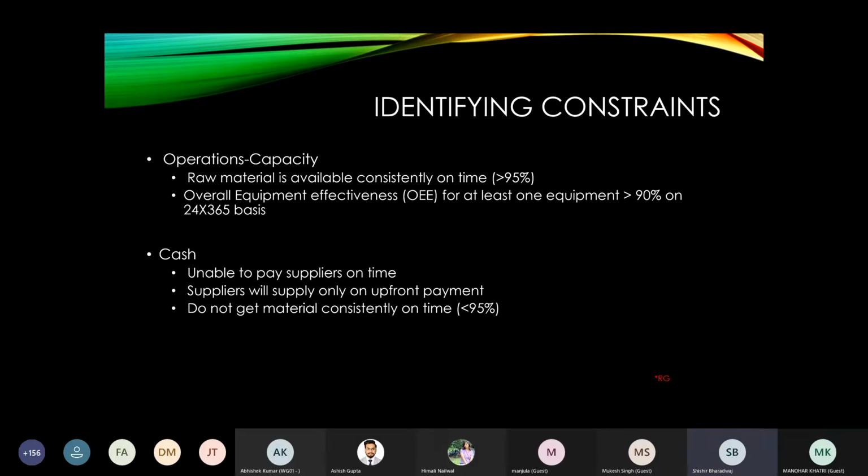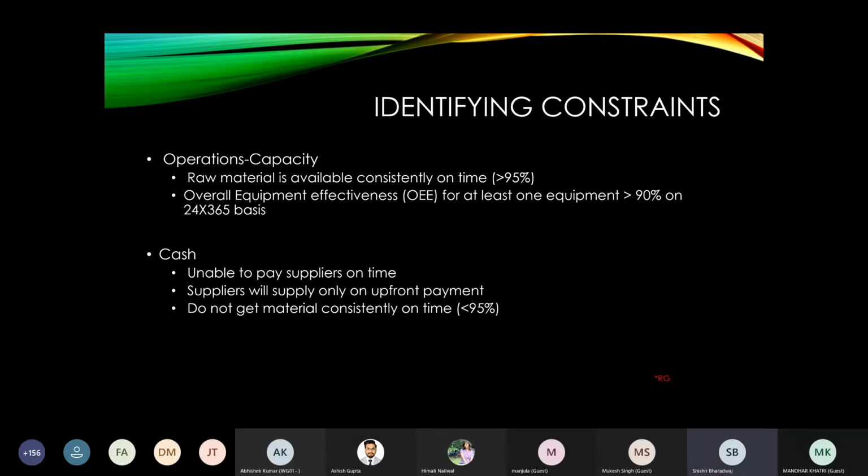Now, if you have to say you have a cash constraint, three conditions should be satisfied. You are unable to pay suppliers on time, and suppliers have put a condition that they will only supply if you pay them in cash upfront. And you do not get material consistently on time. Should any one of these conditions not be met, it does not qualify to be a cash constraint.